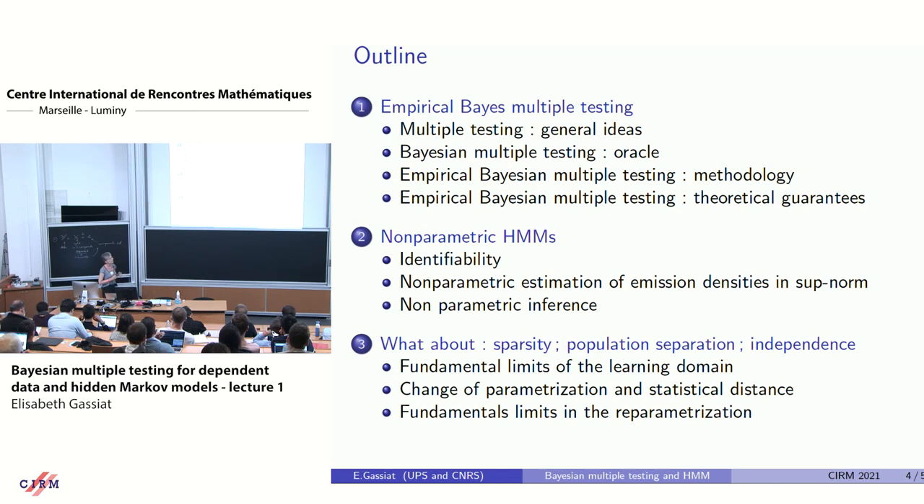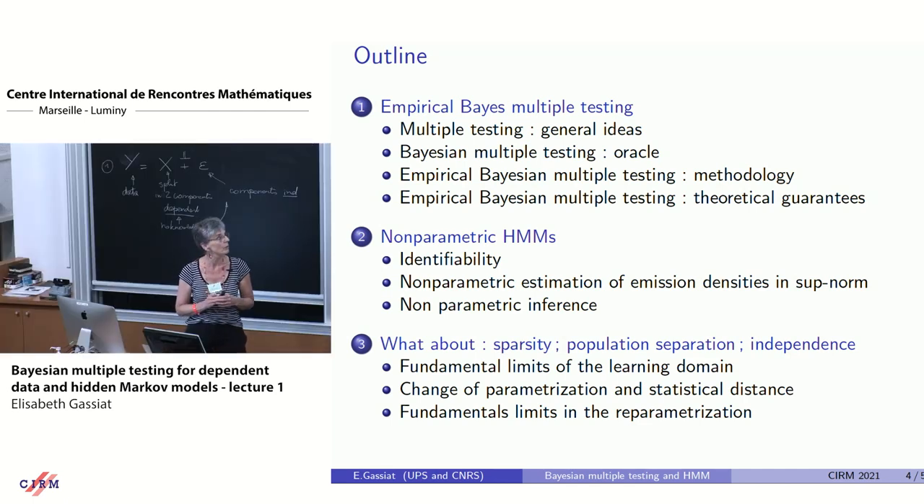Then I will talk about non-parametric hidden Markov models, and I will take the time to explain why they are identifiable and what you can do with that. But then at the end, I will talk about something which is somehow a different subject, but I believe is very important in statistics: asking the question, what are the limits of what I'm doing?